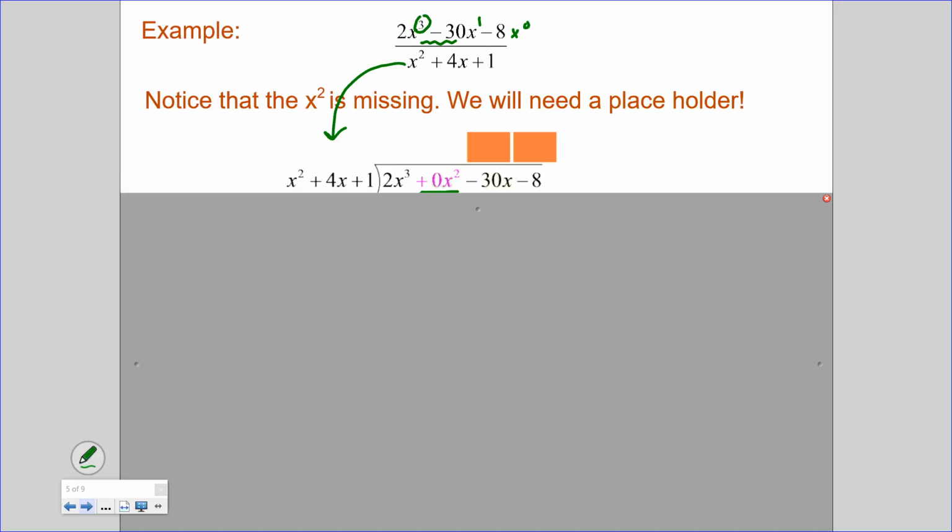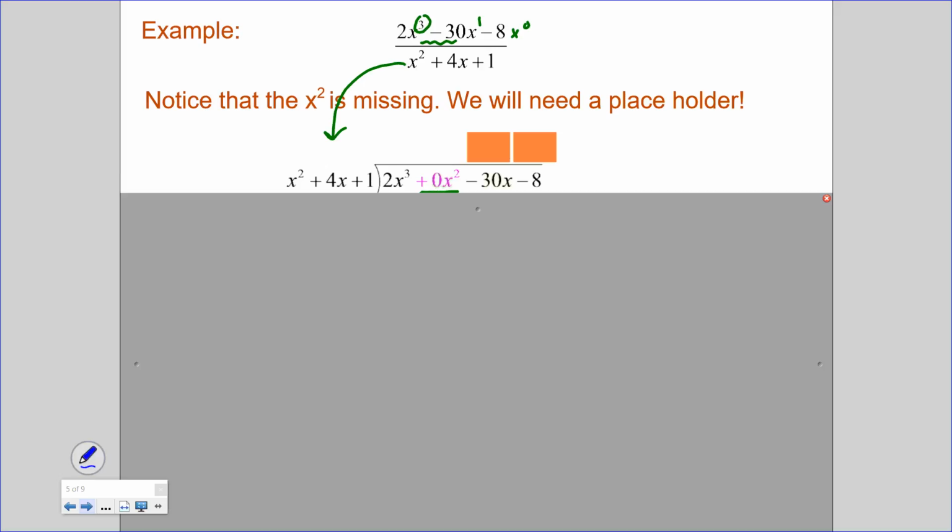Okay, but if you notice that you are missing a term in the descending order, put a 0 with that variable and the exponent you're missing. So 0x squared I can add anywhere because it is just 0. So we're using it as what we call a placeholder. All right, let's start the process.